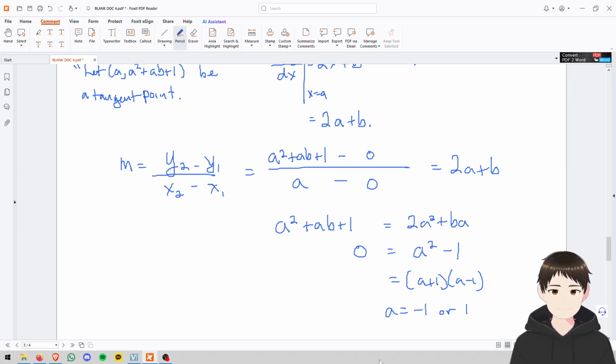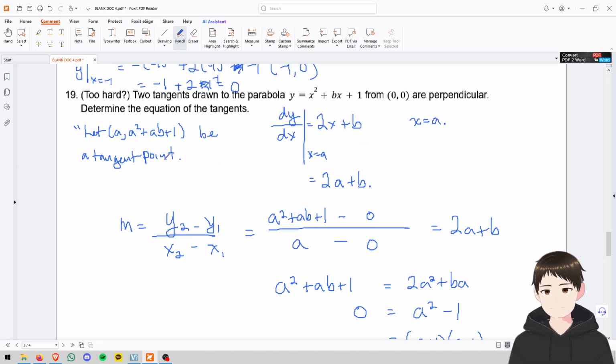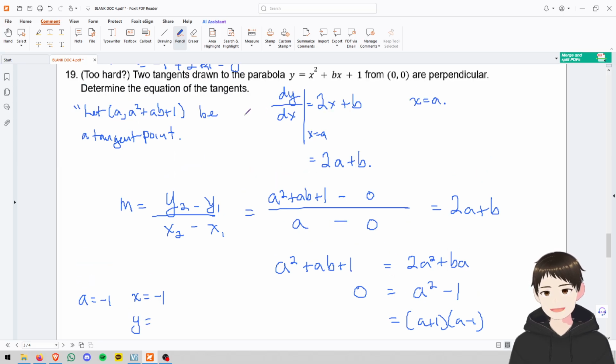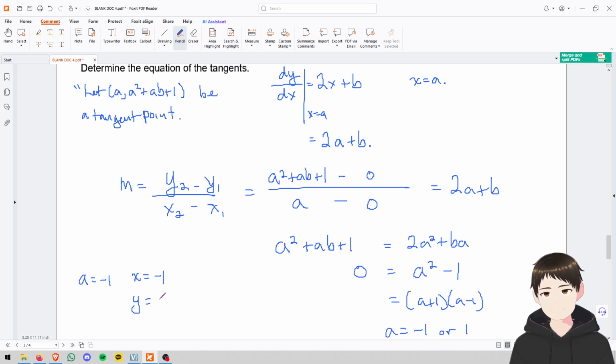Where did we go from there? Well, we found the a value. That means we can find, sort of, the b value. It's not quite easy, but we can try. So if a equals negative 1, so my x value would be negative 1, and my y value would be 1 minus b plus 1. 1 minus b plus 1, y value is negative b plus 2.